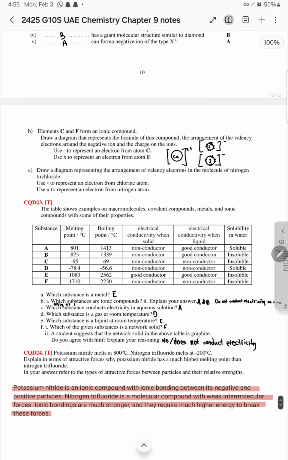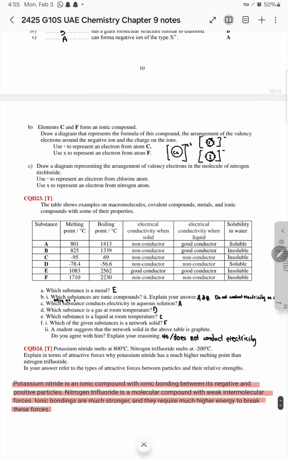Now, which substance is a metal? We know metals are good conductors in their solid state and their liquid state. The only one that's a good conductor in its solid state here is E. So that's your metal, of course. Now, which substances are ionic? How do you know ionic compounds? If they are not good conductors in solids, yet they're good conductors in liquids, then they're ionic. So our only two examples are A and B.